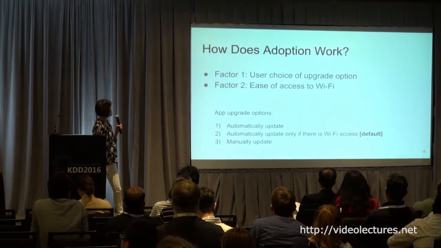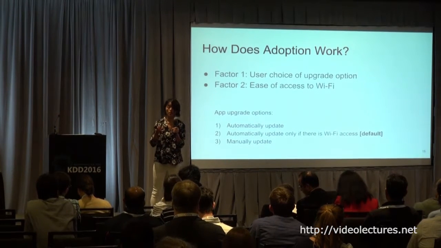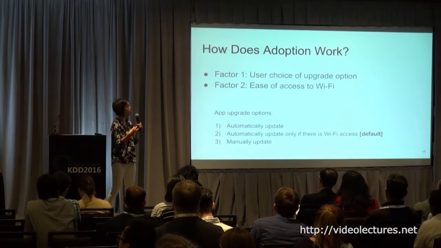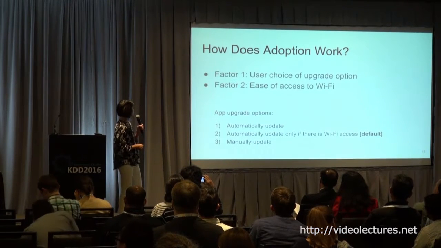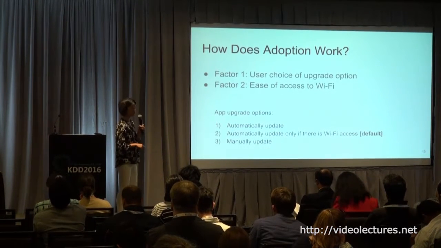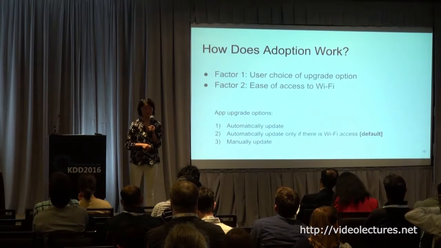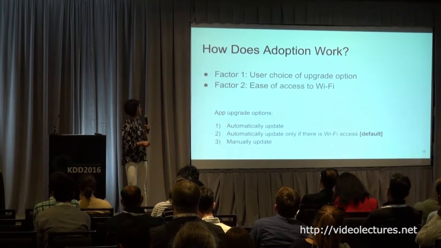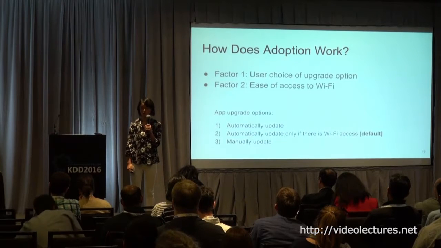Okay, so one thing that I think is interesting, at least it was very interesting to us, is to actually understand why there is adoption bias. So thinking about it mechanically, how does adoption work? There are really two factors that determine whether users adopt or not. Number one is users' choice of upgrade options. By default, I think most people probably don't change this upgrade option, which is you automatically upgrade if there is Wi-Fi access. And obviously different users have a different amount of Wi-Fi access, so depending on how easy it is for you to access Wi-Fi, it determines how often or how quickly our users upgrade.